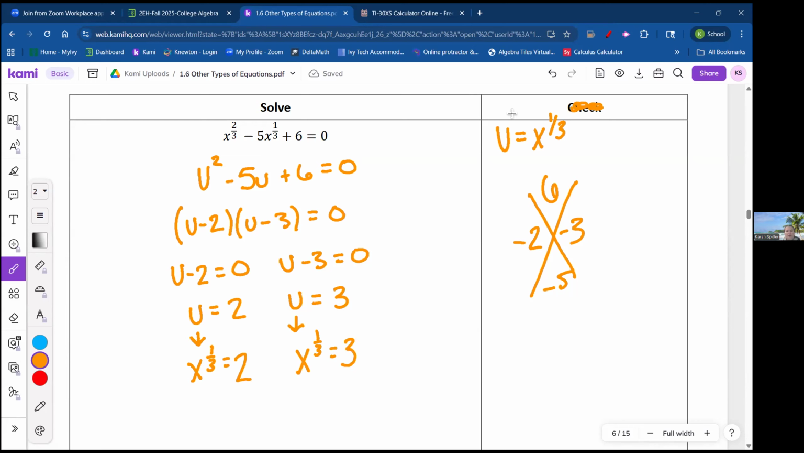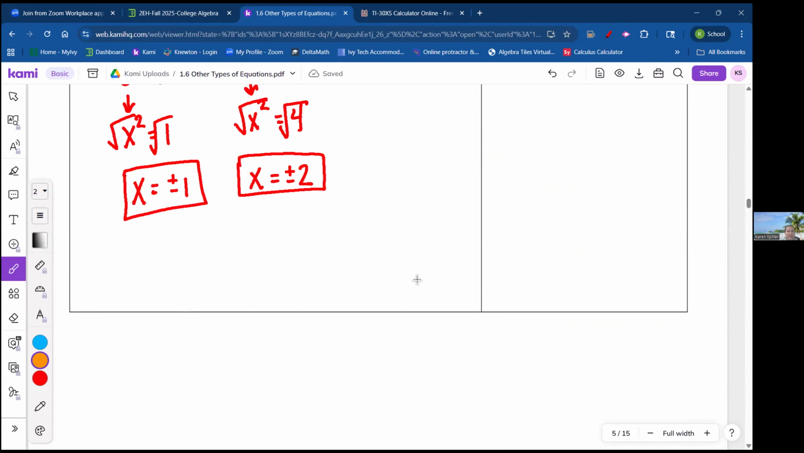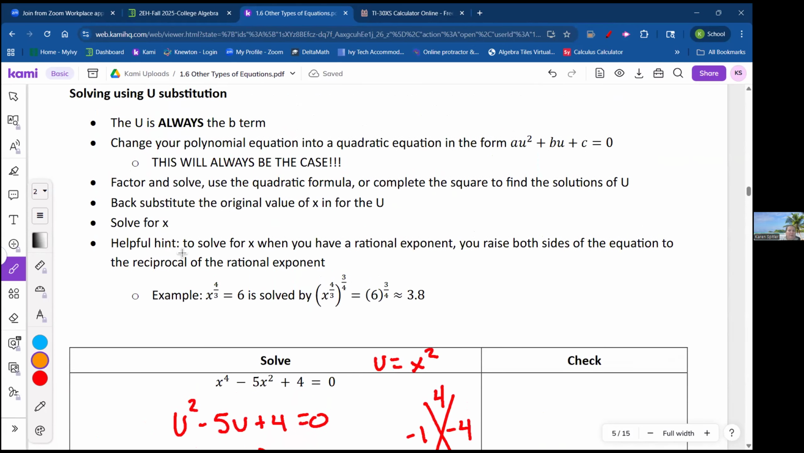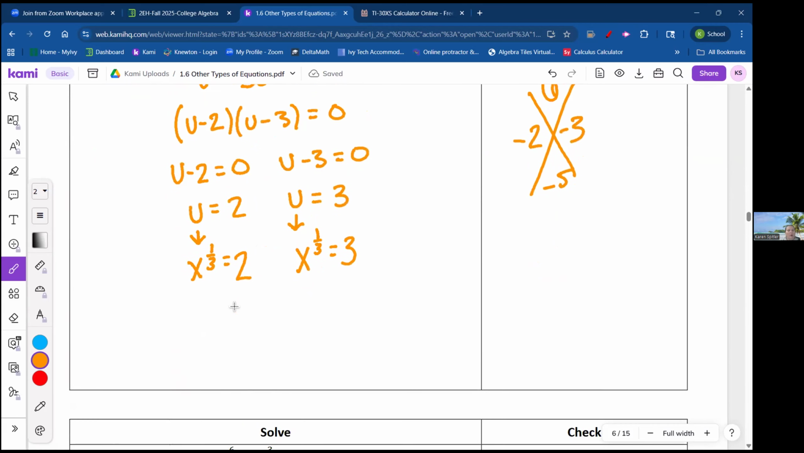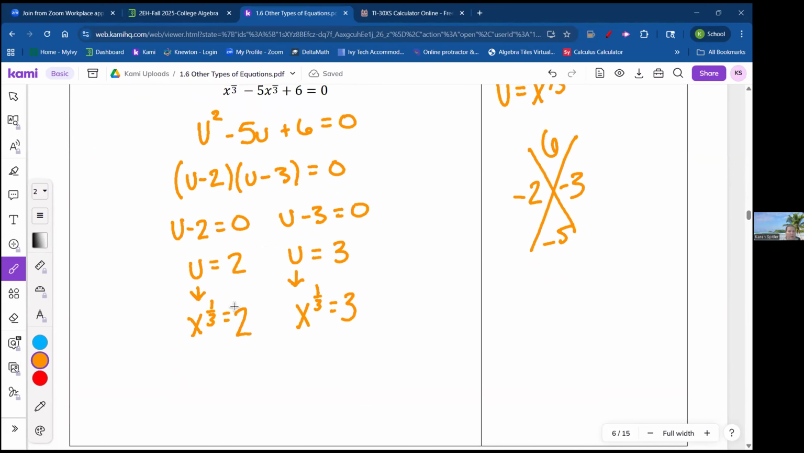Now I'm going to scroll up to my little helpful hint here. It says, helpful hint, to solve for x when you have a rational exponent, you raise both sides of the equation to the reciprocal of the rational exponent. So if my rational exponent is 1/3, what's the reciprocal of 1/3? 3. Yeah, 3 over 1 or just 3. So I'm going to raise that to 3 and that to 3 and this to 3 and this to 3.